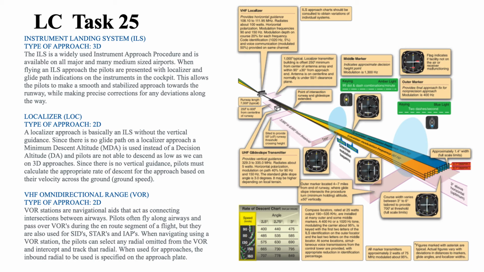However, if aircraft can't utilize all of that, they can just do a localizer approach, which is a 2D approach. It means they're only going to get horizontal guidance, not vertical guidance. They can also use the VOR, which means they're just going to be connecting different intersections along the flight path, and they're not necessarily going to get the localizer or glide slope effect. We have all these types of approaches at Edwards.